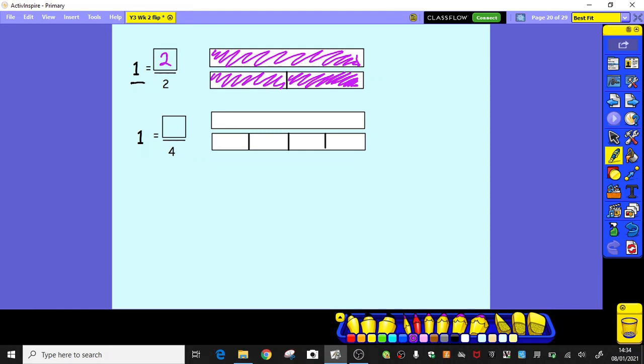Now let's have a look at the next fraction. We've got 1 whole again, so let's shade in 1 whole on our bar, is equal to or equivalent to how many quarters? Well, if I shade in my bar here that is split into 4 equal parts, we can see that 1 whole one is equal to 1, 2, 3, 4, equal 4 quarters.